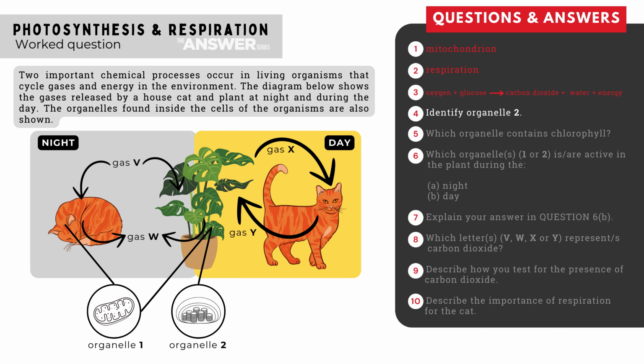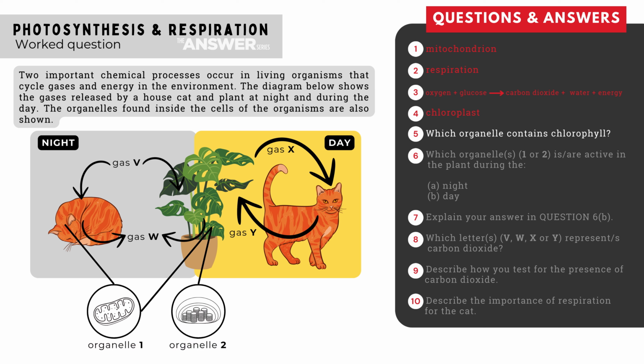Question 4. Identify organelle 2. If you know that organelle 1 is the mitochondrion, the only other organelle that you learnt about is the chloroplast. If you didn't know this was a chloroplast, look at the structure and recognize those folded membranes on the inside that are stacked on top of one another and look like little coins. That's very typical of a chloroplast.